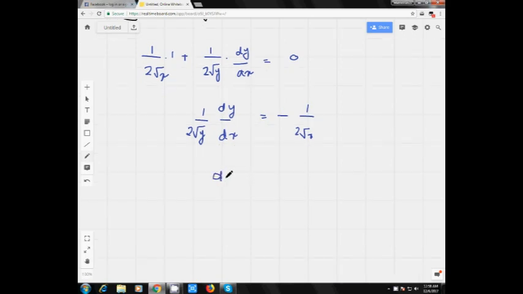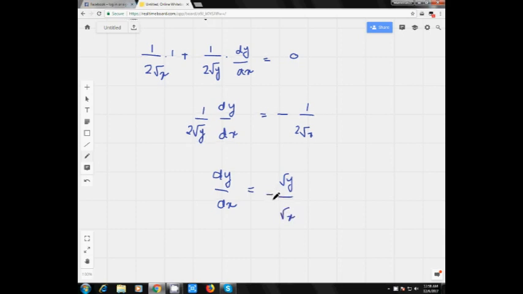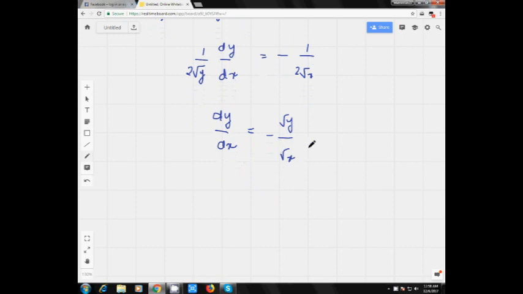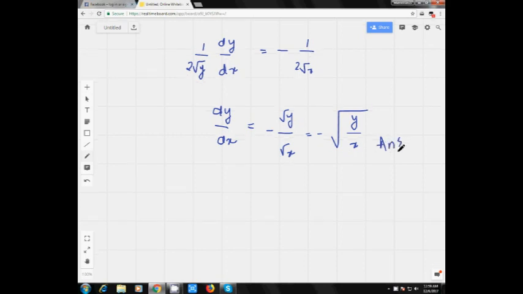By eliminating dy by dx from here, you would get square root y divided by square root x with a minus sign, and this is obviously equal to negative of square root y divided by square root x. That is the answer of your question. The next question is question number 44, which is similar to 45 and 46, and therefore I will just solve question number 45 and question number 46.